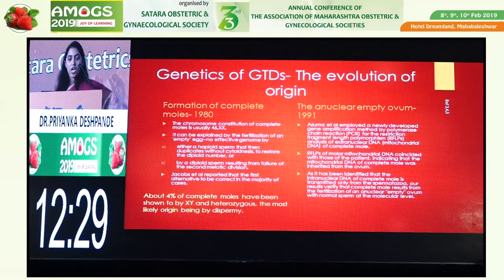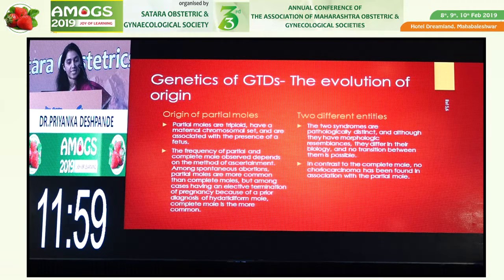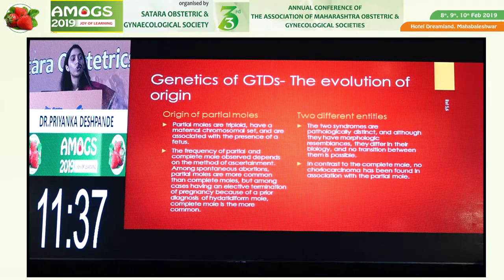So then after this landmark paper in 1977, we had various studies, one in 1980, one in 1991, which again substantiated the theory by Kajii and Ohama, which said that formation of complete moles is actually because of an anuclear empty ovum, which is either fertilized by one sperm or two sperms. So the origin of partial moles was then studied because first we came to know the origin of complete moles. Partial moles are triploid, have a maternal chromosomal set, and are associated with the presence of a fetus. This is the key differentiating feature between partial moles and complete moles. And then it was proved that partial moles and complete moles are two completely different entities. The two syndromes are pathologically distinct, and although they have morphological resemblances, they differ in their biology and there is no transition in between them.